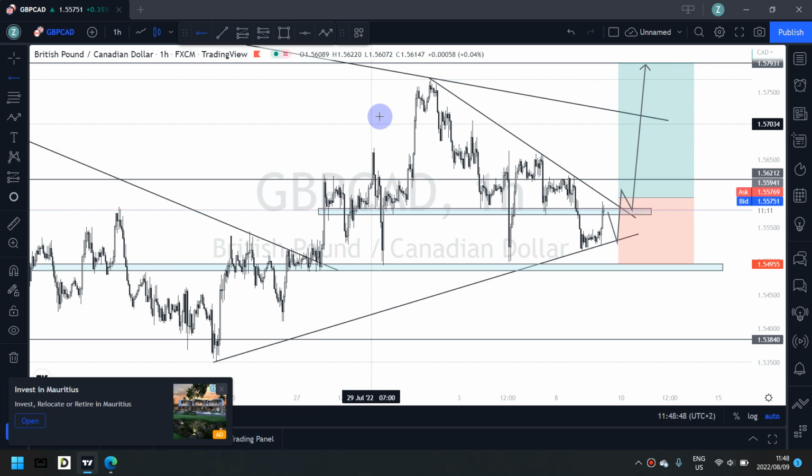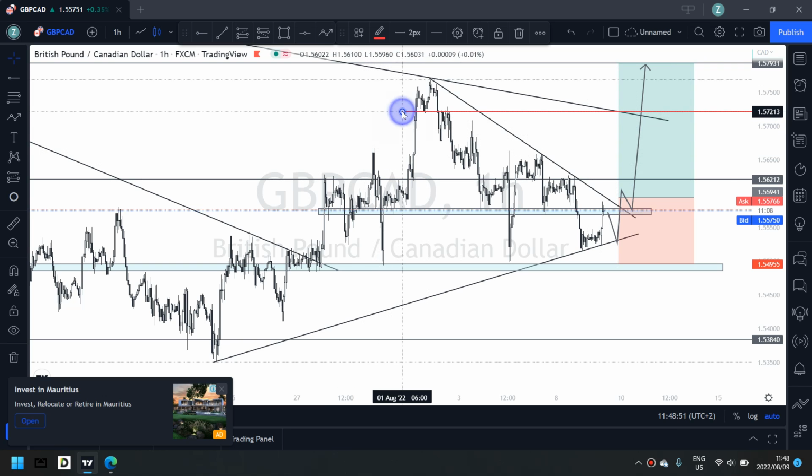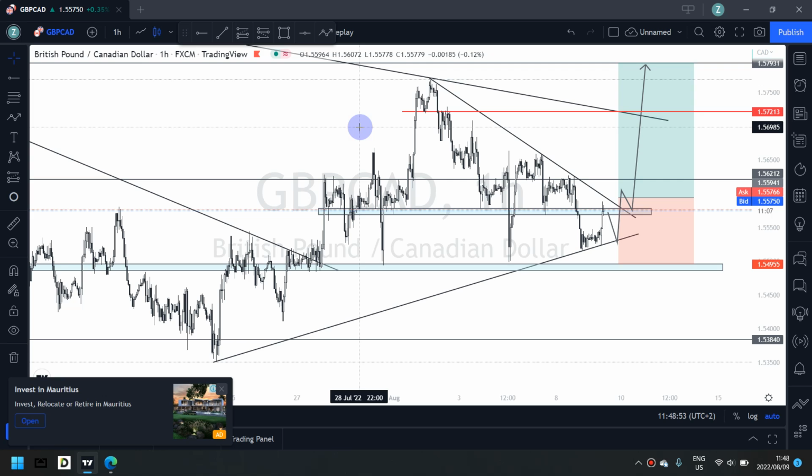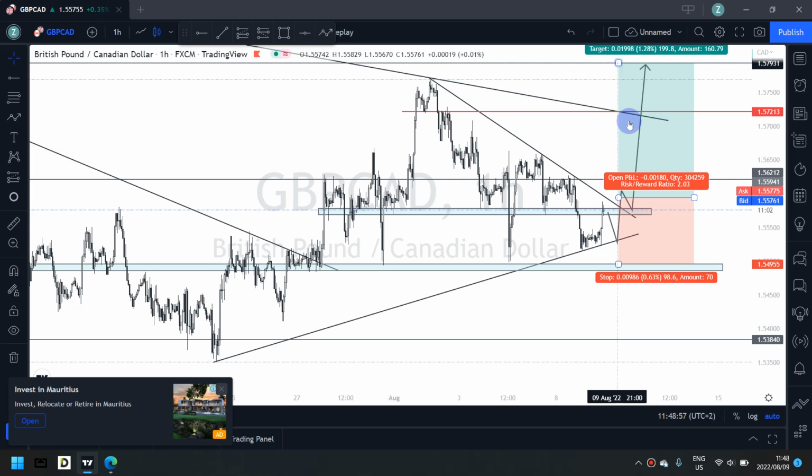So this is what you can do. Your take profit can be, so okay, for buys, this would be a setup of buy with a risk to reward ratio of 1:2.03. So it's a good risk to reward ratio.